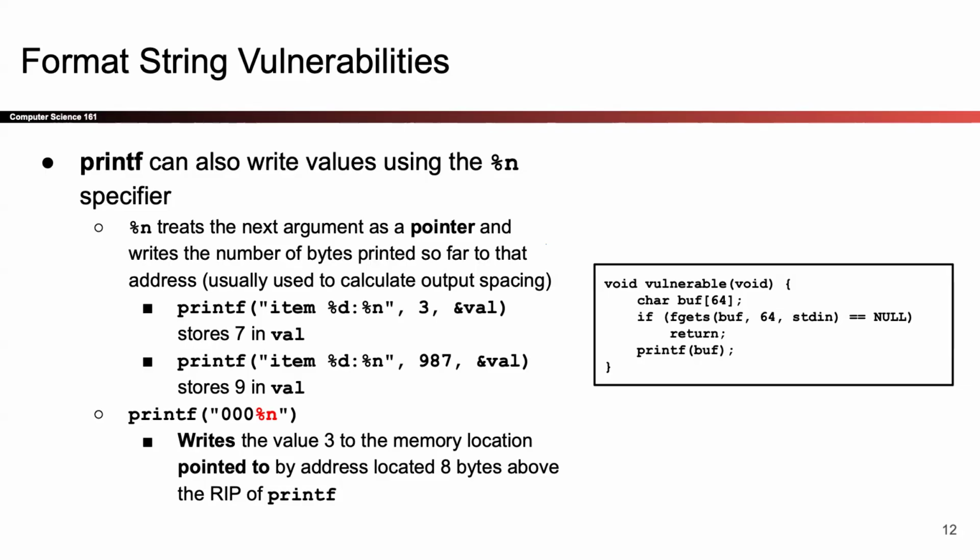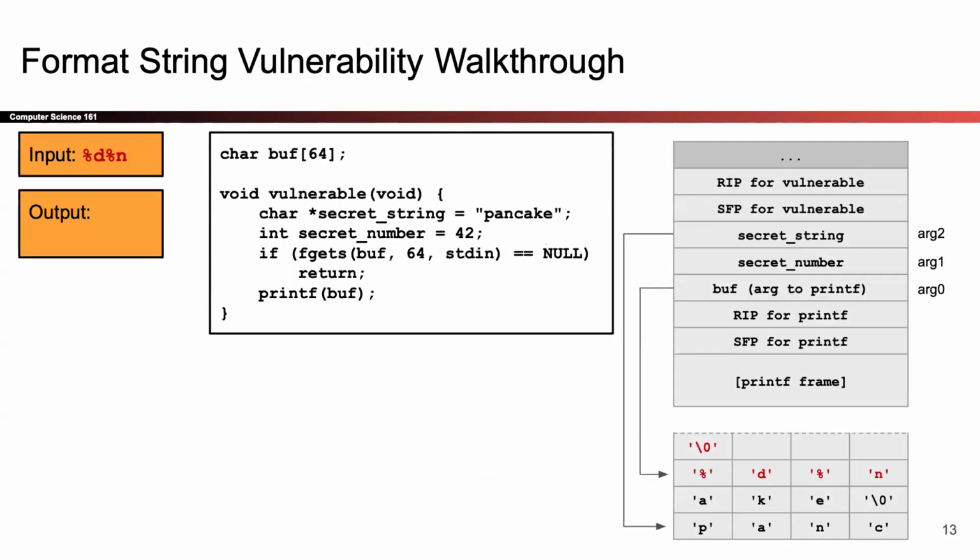This turns out to be really powerful for an attacker, because the attacker who controls that format string can put in there %n, and then whatever address happens to be stored on the stack at the place where printf was thinking an argument should be will be treated as an address, and printf will write a value there. And that turns out to be really powerful. So let's take this example code and suppose that the attacker provides this input, %d, %n. And let's look at what's going to happen.